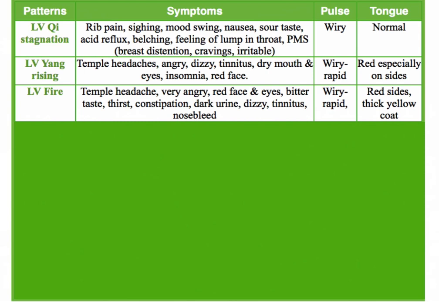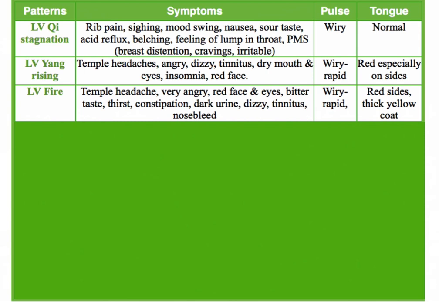With liver fire, now we're full on liver fire. It's not coming and going. It's there constantly. So the red sides are also going to have a yellow coat on the tongue, right? Specifically on the side, but also it could be all over the tongue if there's a lot of fire, and the whole tongue can be red if the fire has been there for a long time. So now the temporal headache will feel really good when you put a cold compress on it, right? So it'll feel much better with a cold patch.